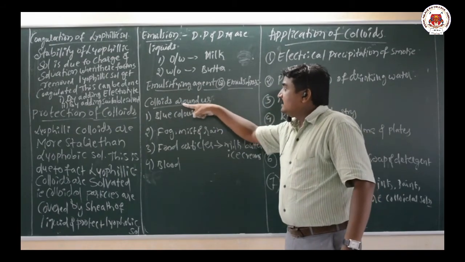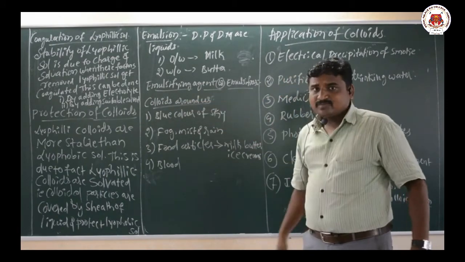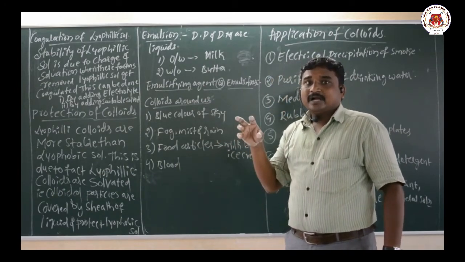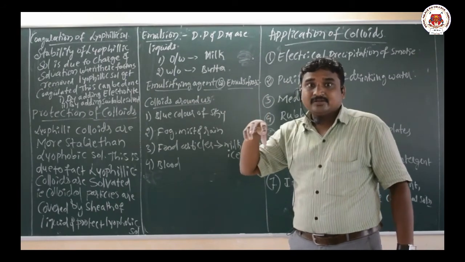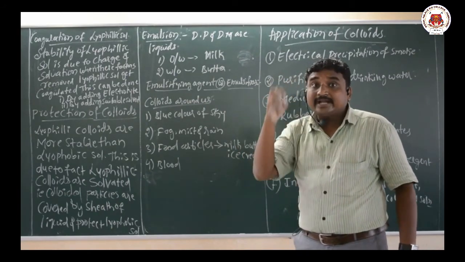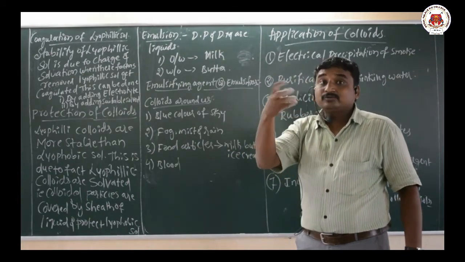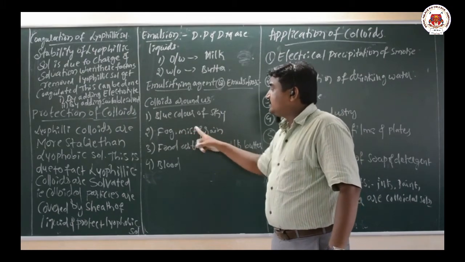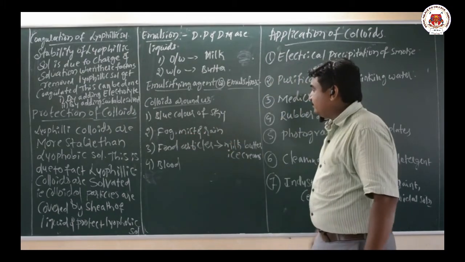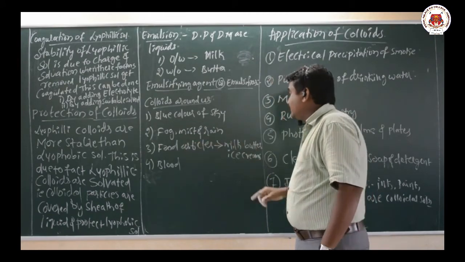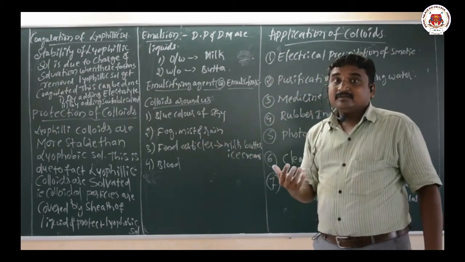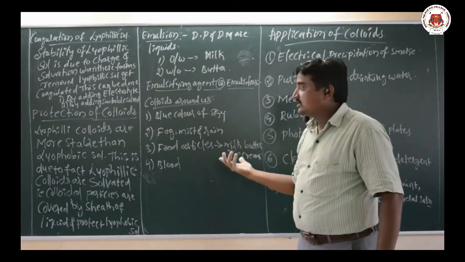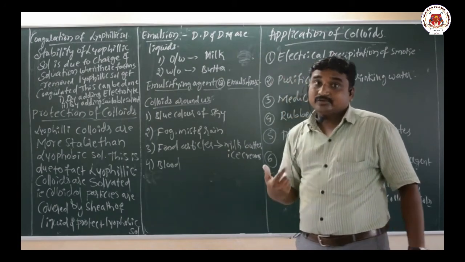Now the next concept, colloids around us. First, the blue color of the sky. The dust and water suspended in air scatter the blue light which reaches our eyes, and the sky looks blue. Fog, mist and rain are colloids which are around us. Food articles such as milk, butter and ice cream are colloidal in nature. And blood is also colloidal in nature.